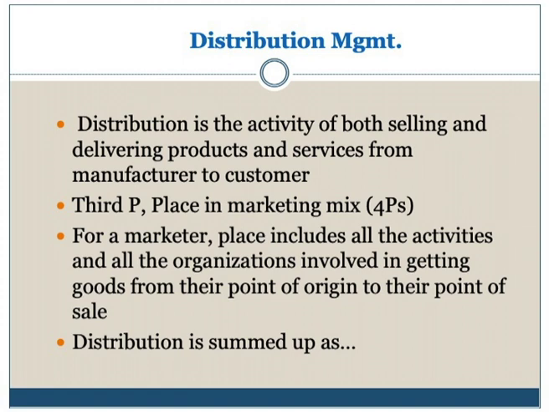Now, let us understand what this distribution is. Distribution is defined as any activity that involves selling as well as delivering products to the end users which are produced by the manufacturers. It is the third P of the marketing mix, and for a marketer, distribution includes all those activities and all those organizations which are involved in getting the goods from the point of manufacture to the point of consumption. Distribution is summed up as getting the right product at the right place at the right time.